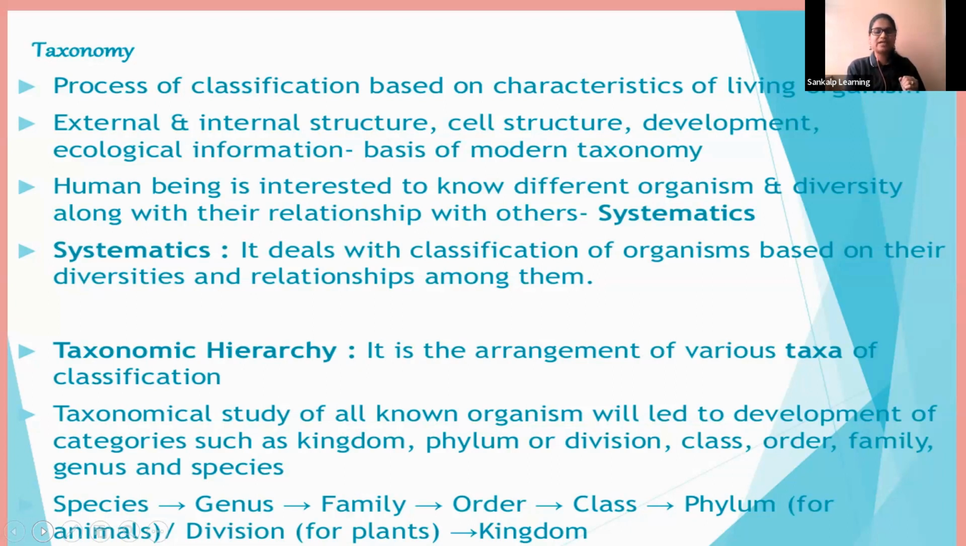Next, we will move to taxonomic hierarchy. What is taxonomic hierarchy? It is the arrangement of various taxa, or various stages of a living organism, according to the level where it fits in. The smallest or most specific taxon starts with species, then genus. After species and genus, we have family, order, class, phylum, division, kingdom.